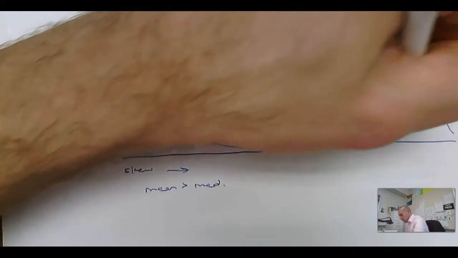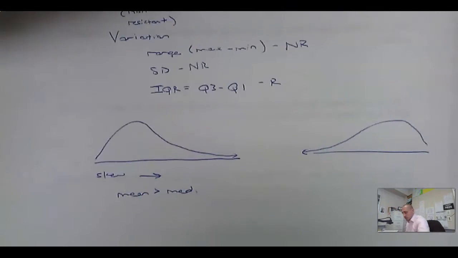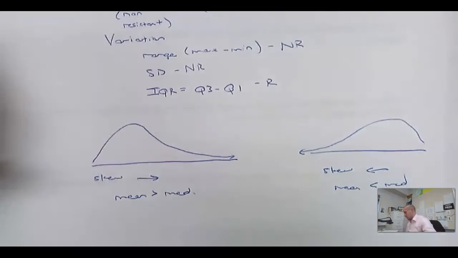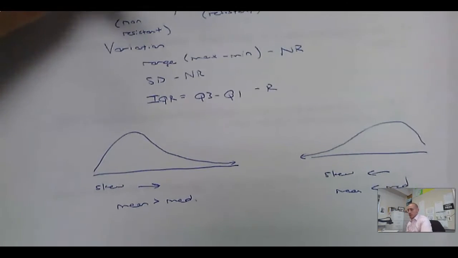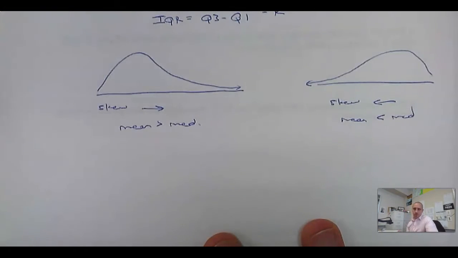If you have a distribution that is skewed to the left, the mean is pulled down by those values. So skewed to the left, the mean is less than the median. And if you have a distribution that's roughly symmetric, the mean and the median are pretty much the same.